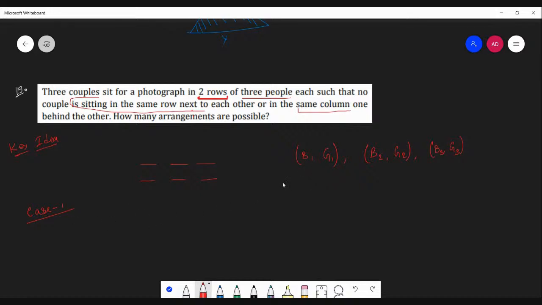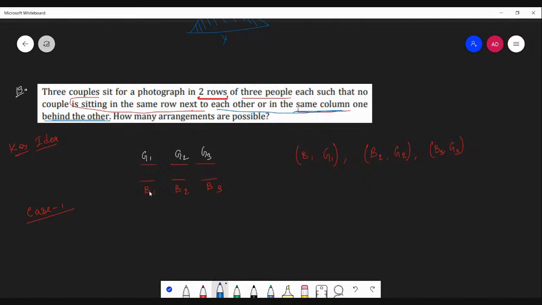Okay, suppose that our b1, b2 and b3 are in the first row. Obviously I can't put g1, g2 and g3 over here, because it would contradict the fact that the second line can't be in the same column one behind the other, right? They can't be in the second column one behind the other.